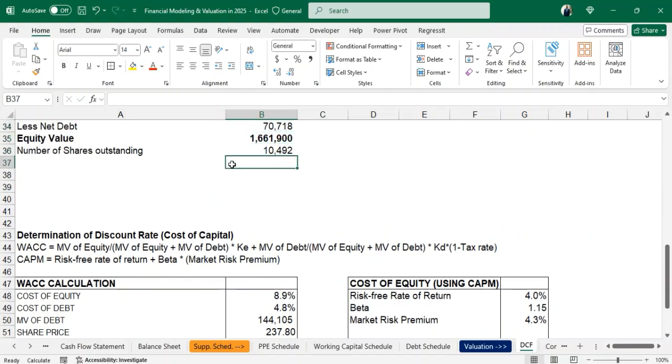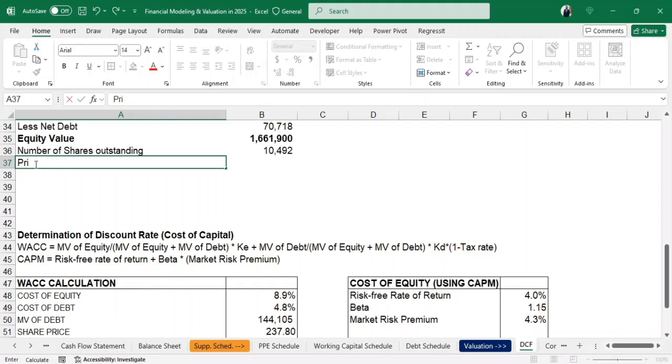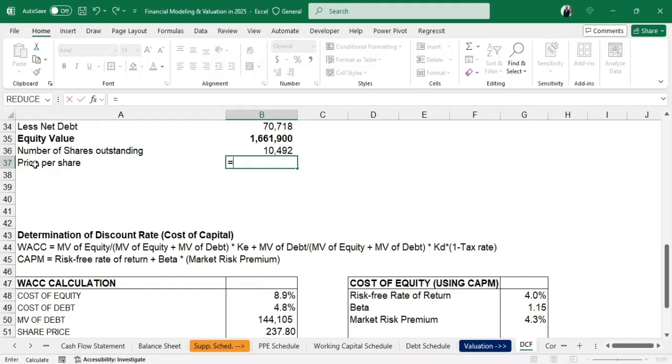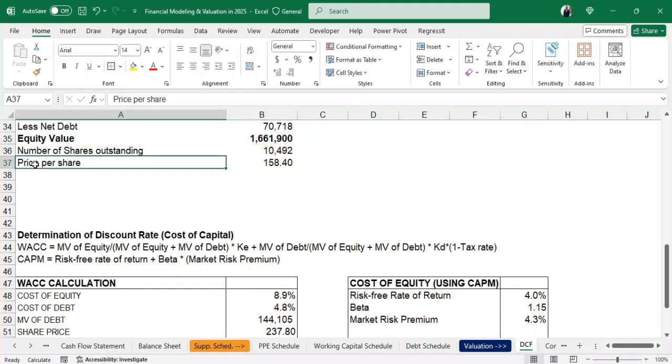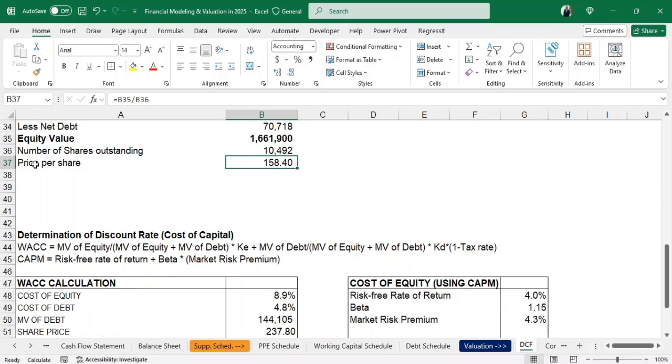Okay, so we'll have our price per share, and that will be equal to our equity value divided by the number of shares outstanding. Okay, that is 158. So we could see that this is giving us a very low amount as compared to the current market value of Amazon.